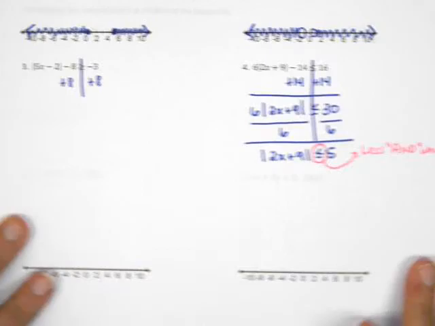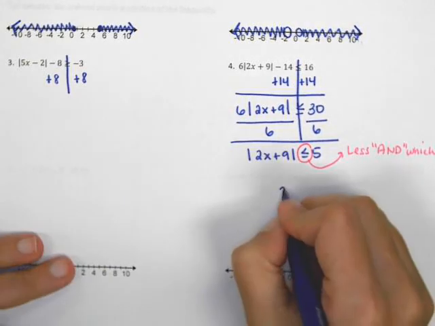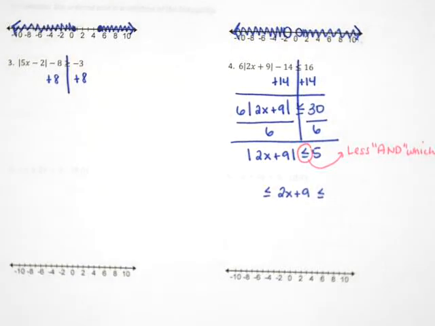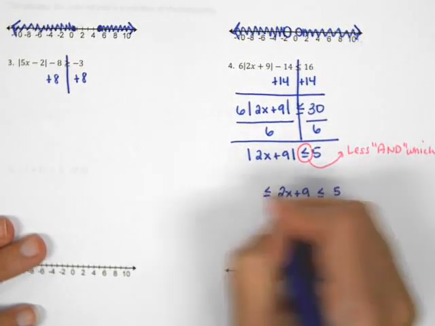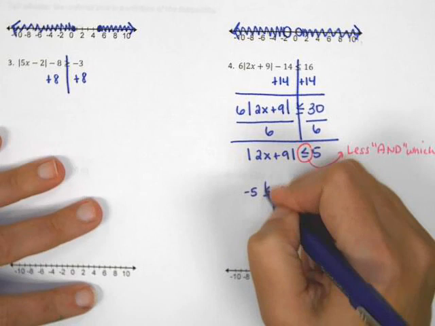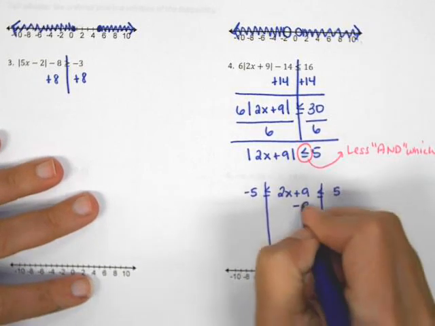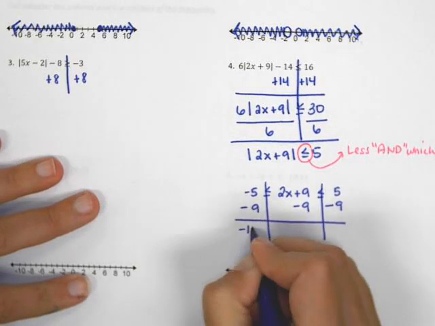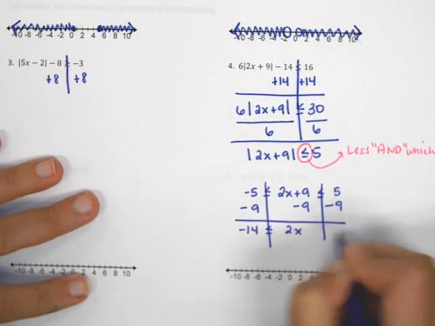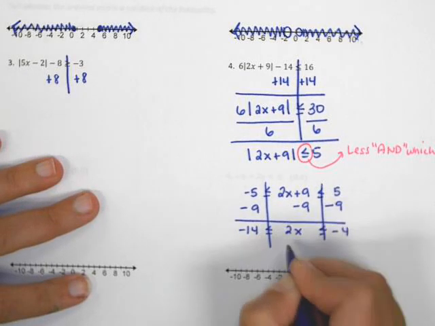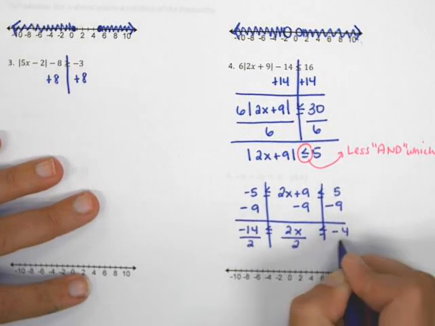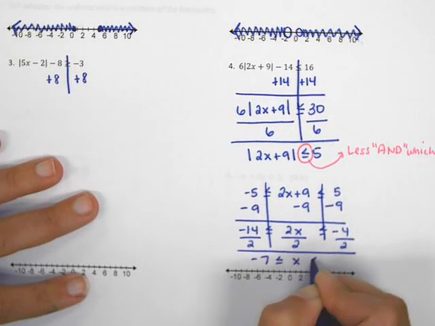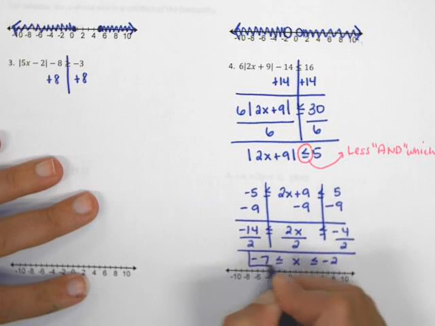So, how do I make a less than sandwich? Well, I put the 2x plus 9 in between. I make both sides have the same symbol, less than or equal to, and I put the positive 5 here and the negative 5 here. Now I'm going to subtract 9 on all three parts. So negative 14 is less than or equal to 2x, which is less than or equal to negative 4. Then I'm going to divide everything by 2, and I get negative 7 is less than or equal to x, which is less than or equal to negative 2.